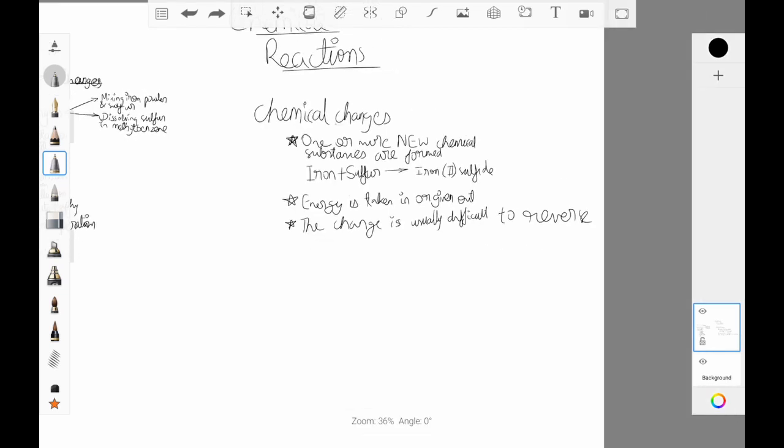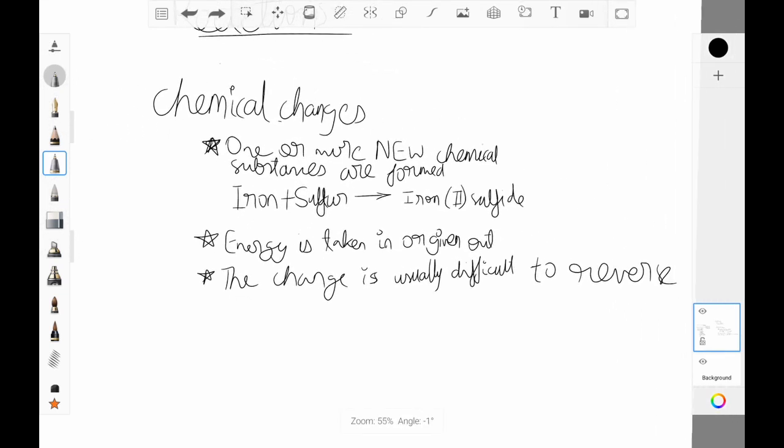Right, coming on to the second part of this topic, chemical changes. Now, a chemical change is simply a chemical reaction. They are the same things. They mean the same thing. And obviously, when we look at examples, any chemical reaction is a chemical change.